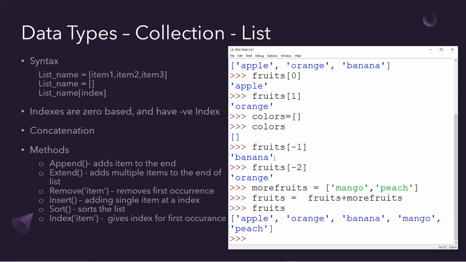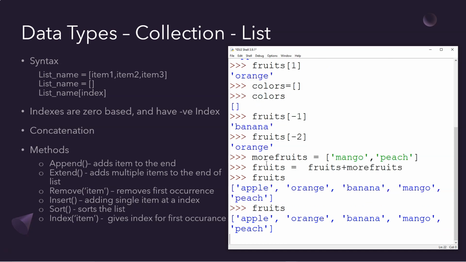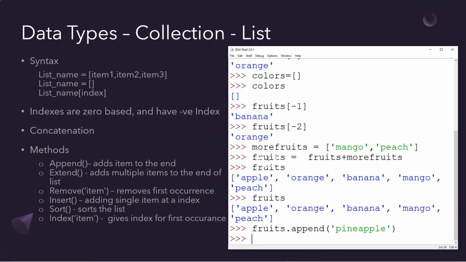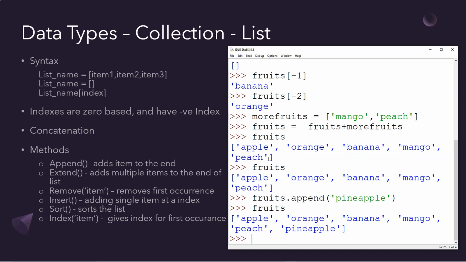Then there are predefined methods in list. We'll continue using the same example, fruits and more fruits. In this example, we now have these 5 fruits, and if we want to append another item at the end, we can use the append method. So we can use fruits.append, and let's say I want to append pineapple. It gets appended at the end. If I print fruits again, it will show me one more fruit added at the end.